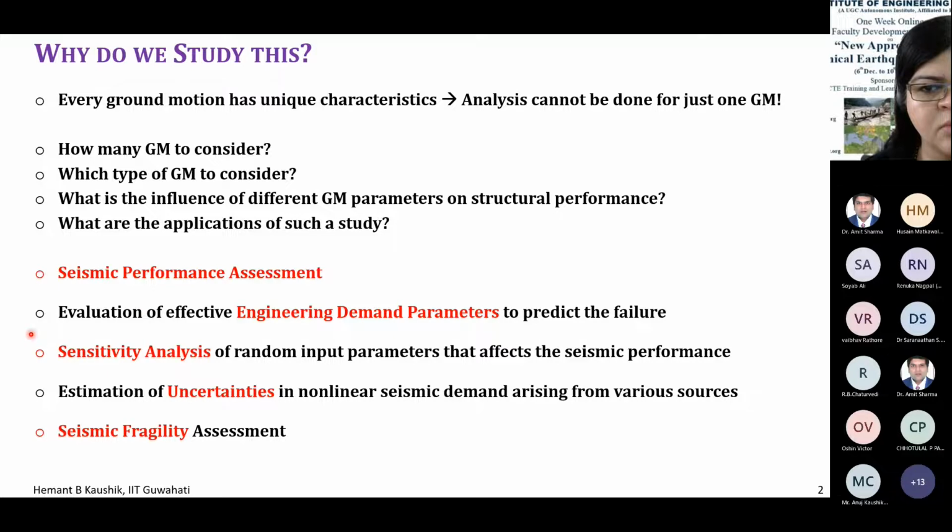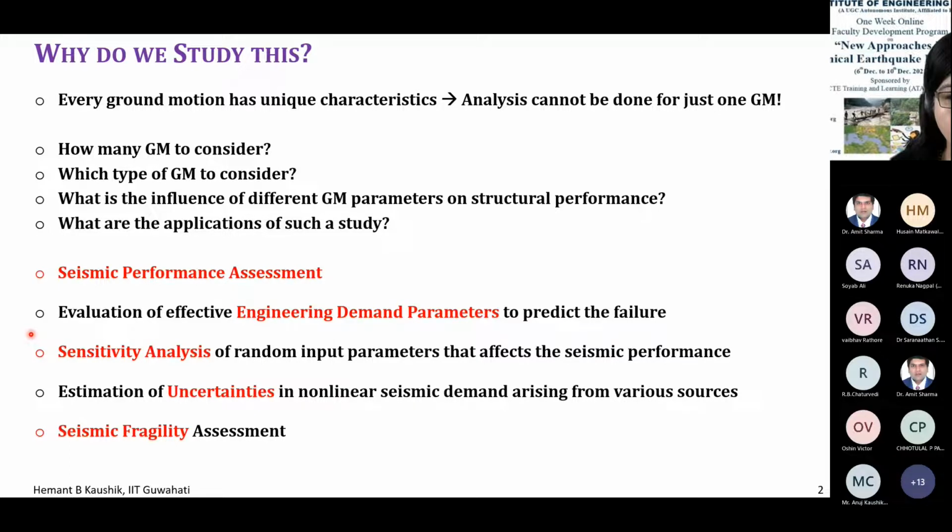The second is evaluation of effective engineering demand parameters to predict the failure. Now, what are these engineering demand parameters? We will discuss in detail, but for the time being, any demand parameter that can be used to study the structure, to find out the response of the structure, is an engineering demand parameter.